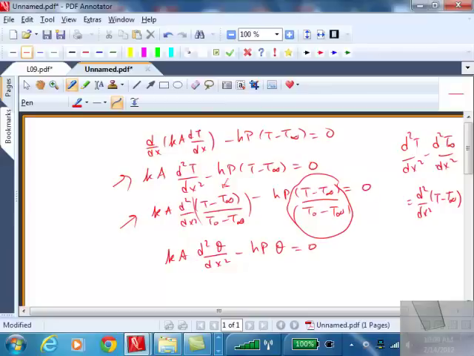You're lost. Okay. How many of you still have issues with this manipulation? Let's take this expression, okay? d²/dx² of T minus T infinity. How did I get this? This term is equal to zero. This term is equal to zero. Okay? So I can always add a zero to that equation. The reason I want to add it is because I want to get this in the form of a theta.